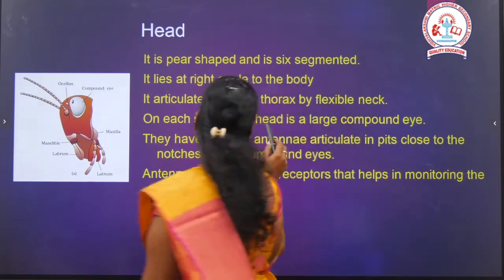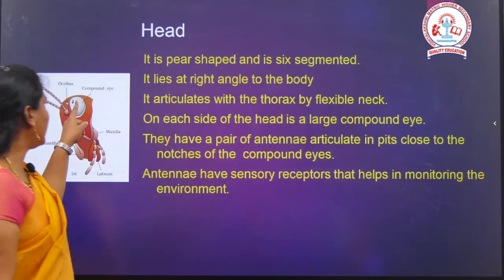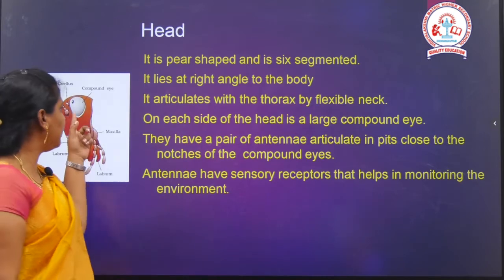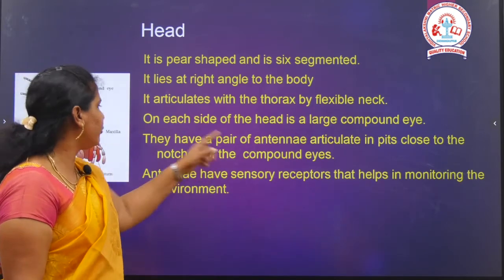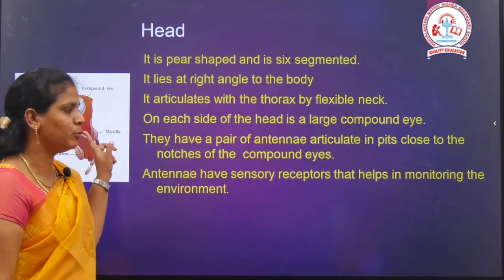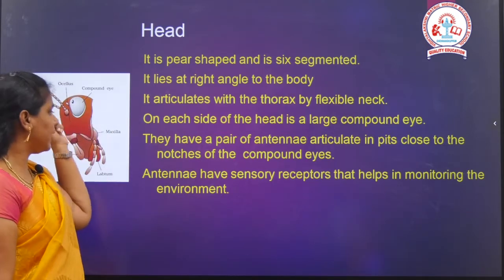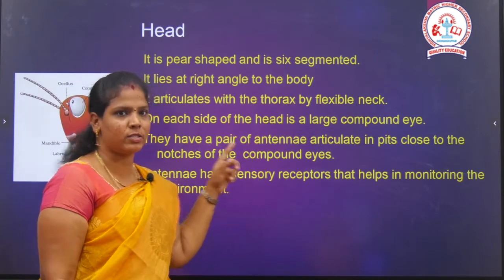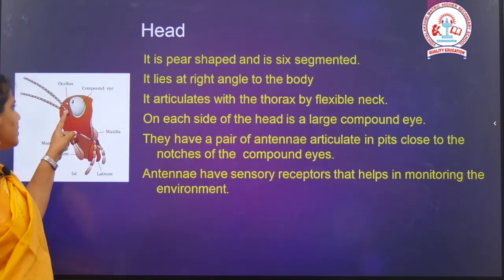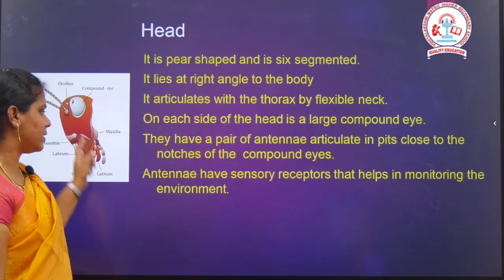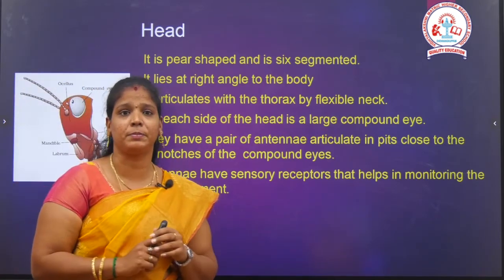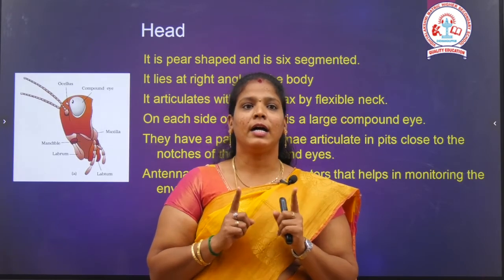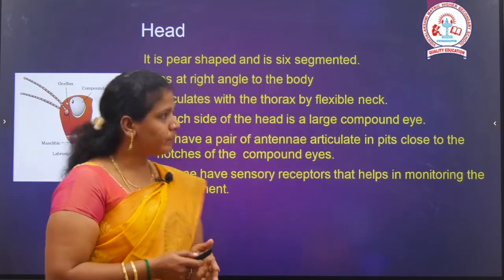On each side of the head, it has a large compound eye. You can see the compound eyes here. They have a pair of antennae, which can be seen here in the head region, okay. They are connected to the notches of the compound eyes. So here you can see the notches, which are connected with the compound eyes. The antennae have sensory receptors, and they can monitor the environment through the antennae.